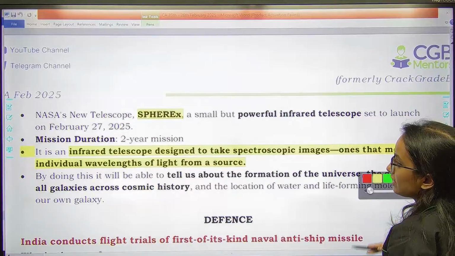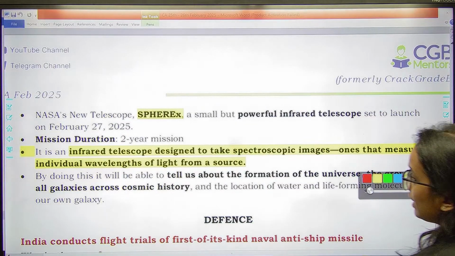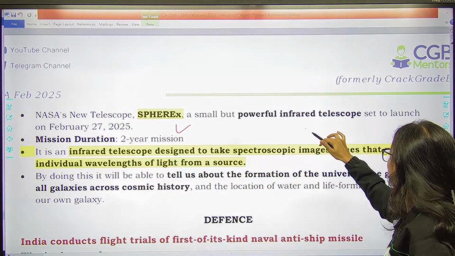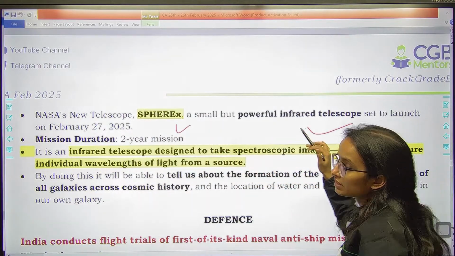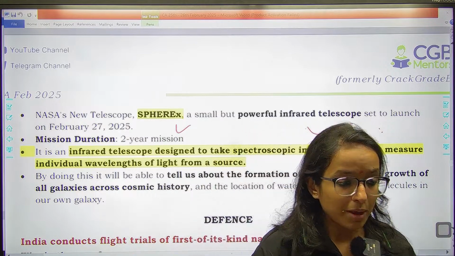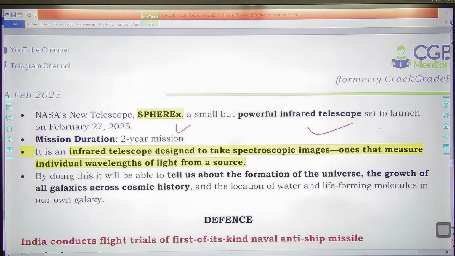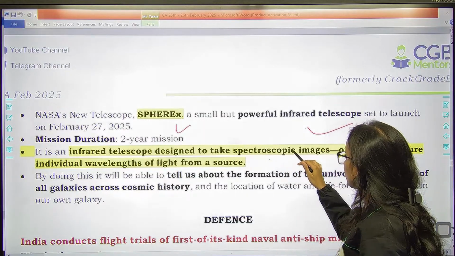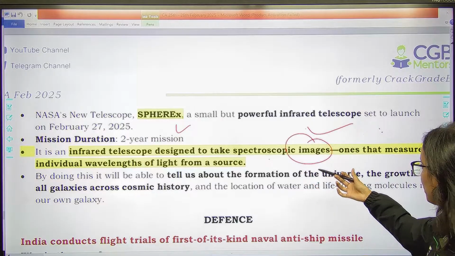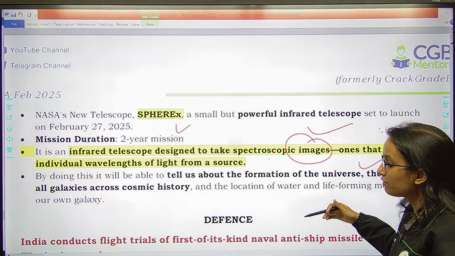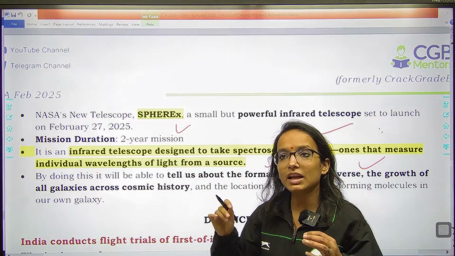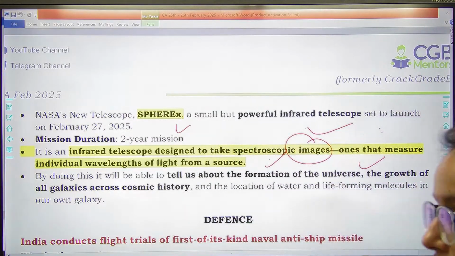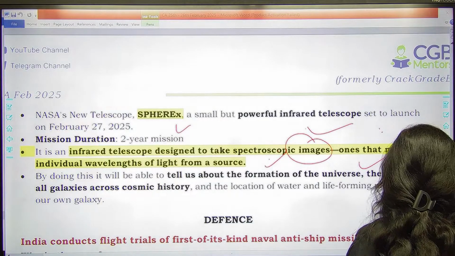Then next is NASA's new telescope. This SPHEREX is a small but very powerful infrared telescope. It is set to launch on 27th Feb. So it has been launched. Remember, to whom does it belong? Spherex. It belongs to NASA. It is designed to take spectroscopic images that measure individual wavelengths of light from a source. So it can tell you about galaxies, their formation, their expansion. So it is quite powerful. Remember, this is Spherex.